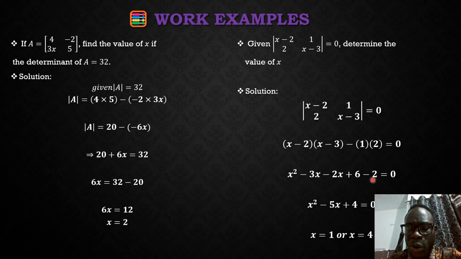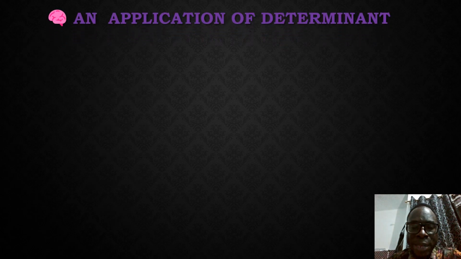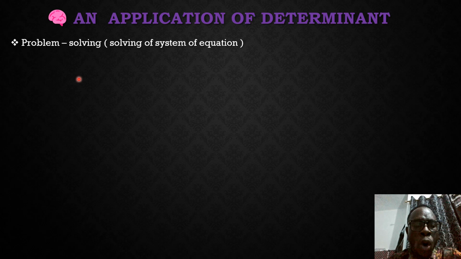Then we solve the quadratic equation, and when you are done, your x will be equal to 1 or x will be equal to 4. So the moment x becomes 1, the determinant will be 0, or the moment x becomes 4, the determinant will be 0.